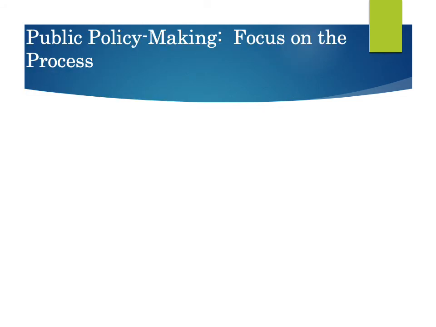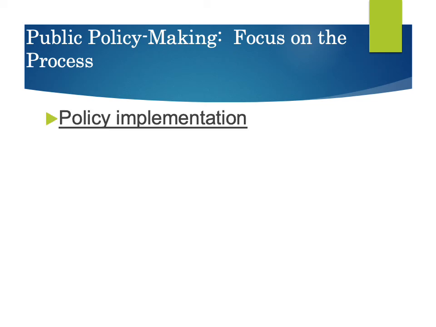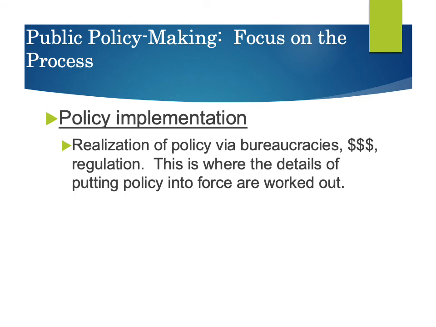Okay, and so the final two steps in the process are the policy implementation. Just to remind you of what that is, that's where the policy is realized via the federal or state bureaucracies. Money is allocated from the budget in order to pay for the implementation of this new public policy. And this is where the details are worked out about putting public policy into force. It's a crucial step in the policymaking process.